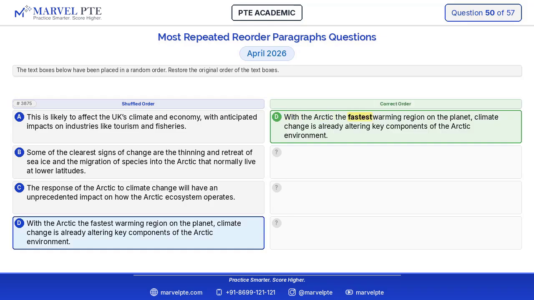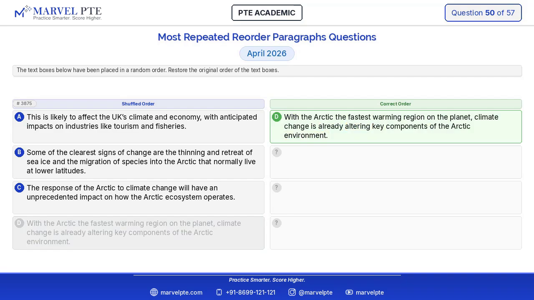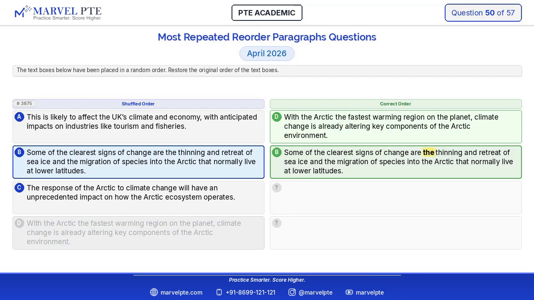With the Arctic the fastest warming region on the planet, climate change is already altering key components of the Arctic environment. Some of the clearest signs of change are the thinning and retreat of sea ice and the migration of species into the Arctic that normally live at lower latitudes.